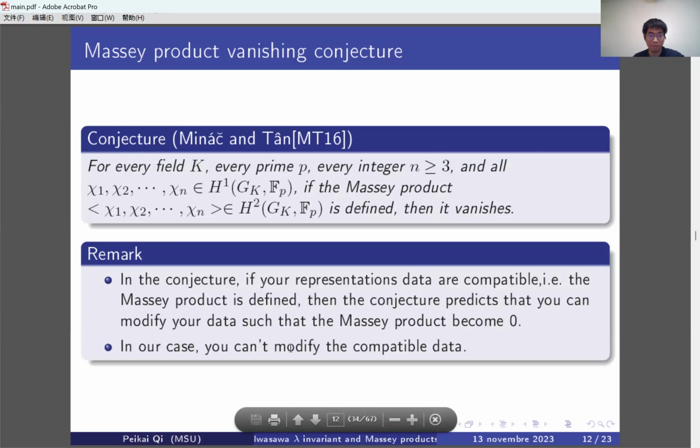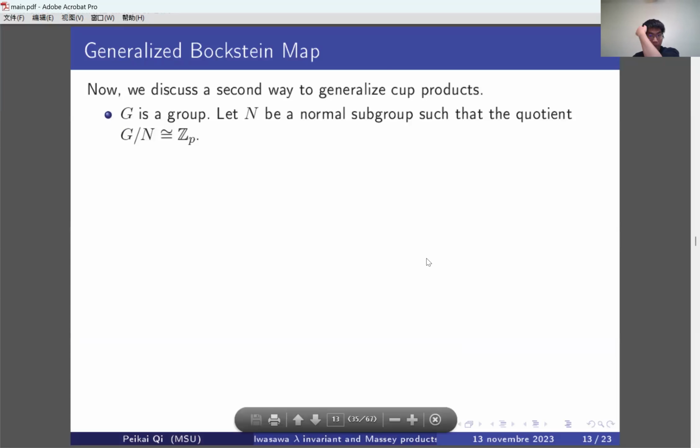However, in our case, I restrict to some specific type of data. You can't modify your data; I will give you the data in advance. So this is one big difference. In our case, I will define a so-called properly defined system, so you can't modify this data. Okay.